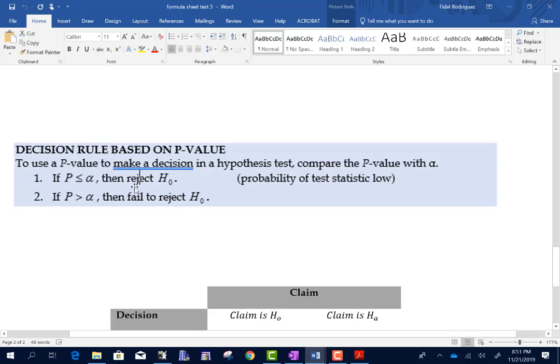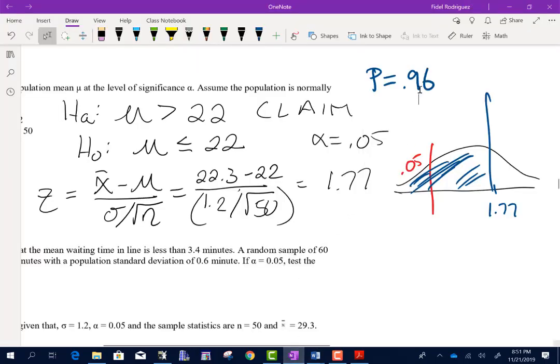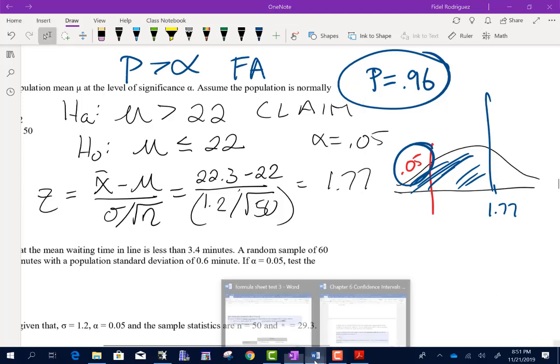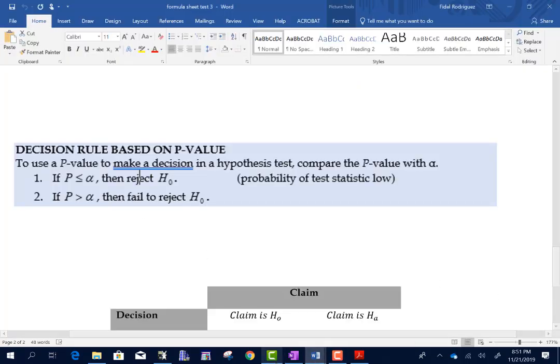If p is smaller than alpha, we're going to reject it. If p is bigger than alpha, we're going to what? Fail to reject it, okay? So was our p number bigger or smaller than alpha? Bigger, right? Think about it, guys, 96 cents and a nickel. 96 cents is bigger, right? So since p is greater than alpha, what does it say to do? Look at the formula sheet again. Fail to reject it, right?